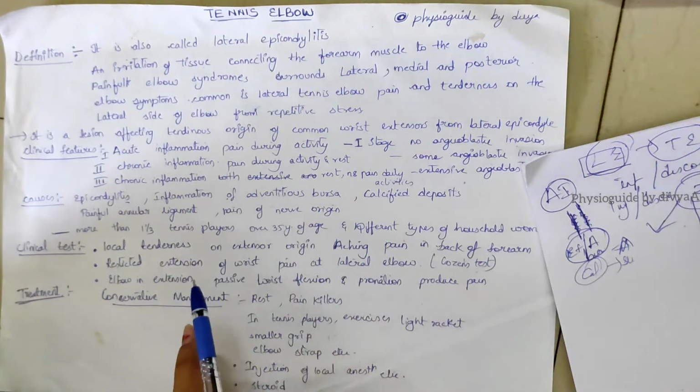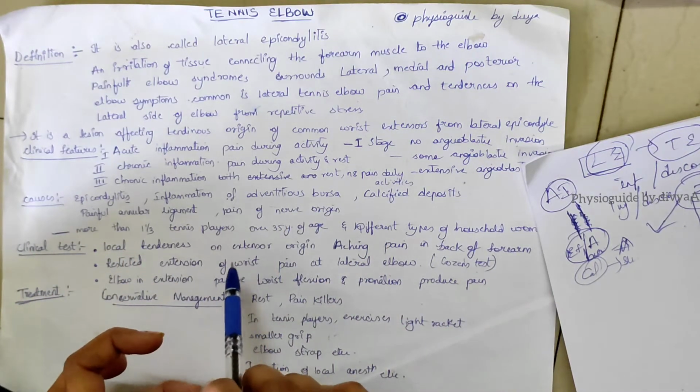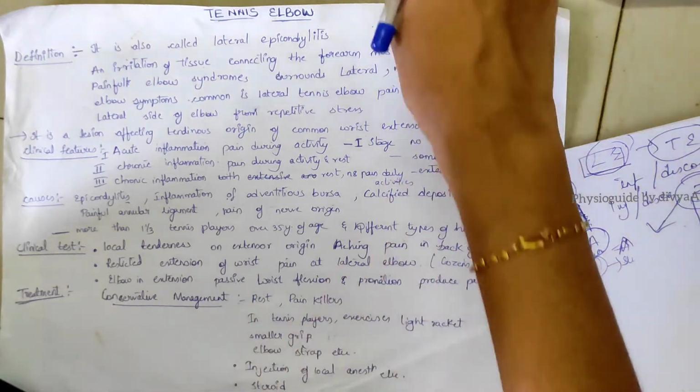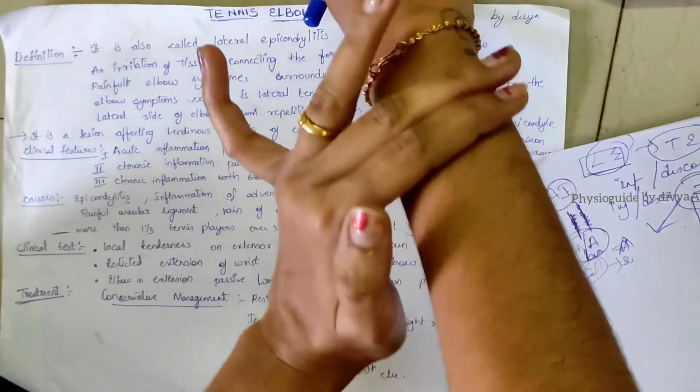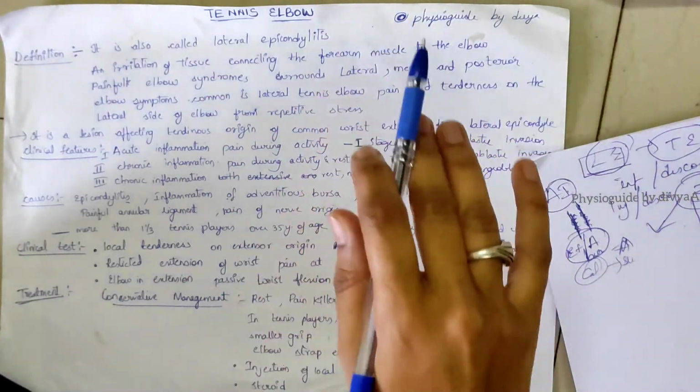Now, how will we do the clinical test to know whether it is tennis elbow or any other kind of problem? There will be local tenderness, pain on the extensor origin, this back side, and aching pain in the back of the forearm. There will be pain, that is the first one.